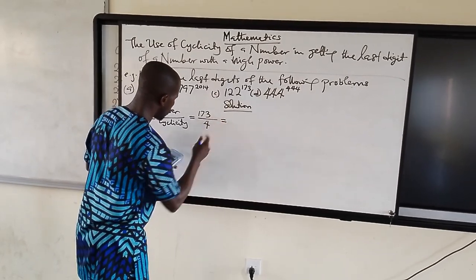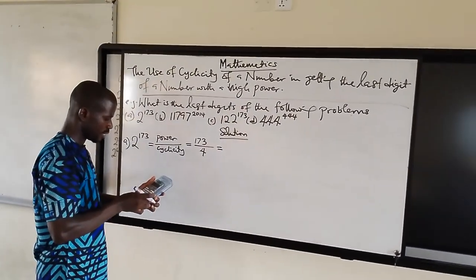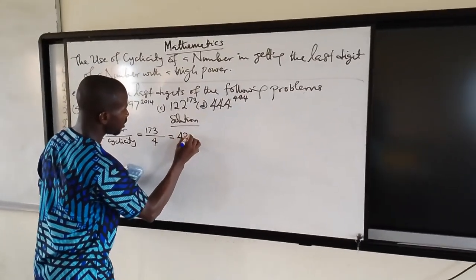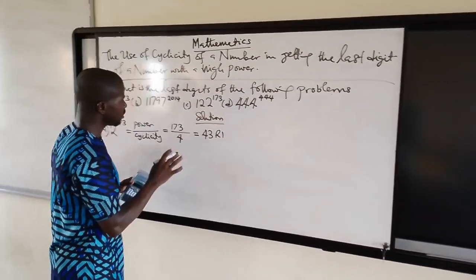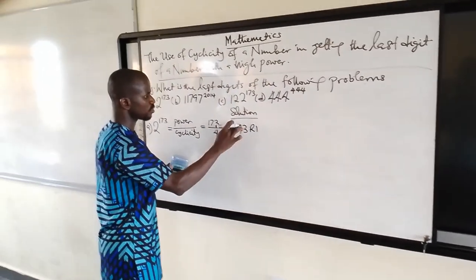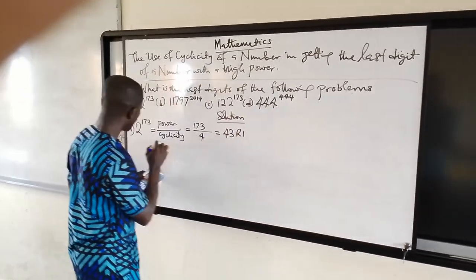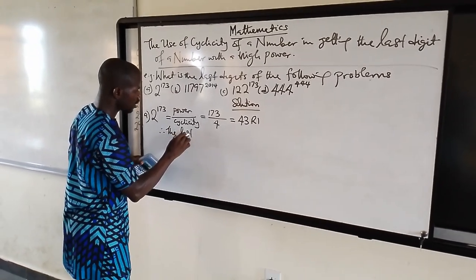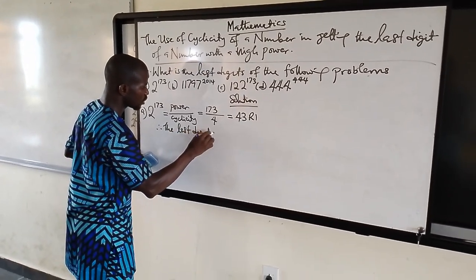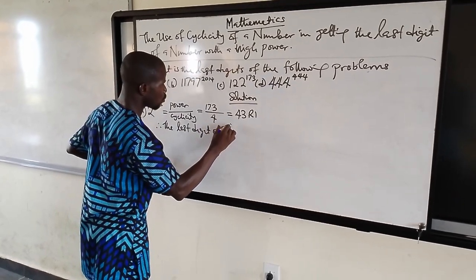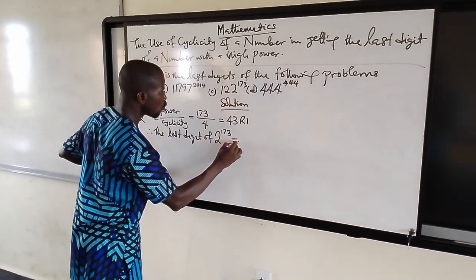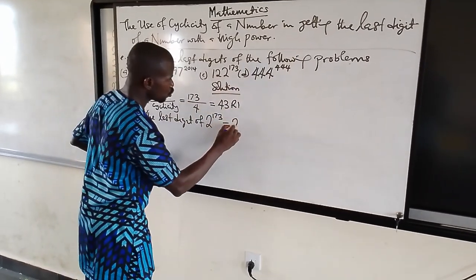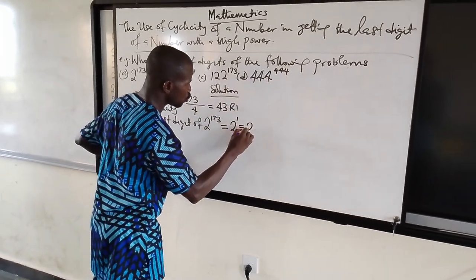Now this becomes equal to 173 divided by 4. When you divide it, you have it as 43, remainder 1. So please, don't be bothered about this 43. Therefore, the last digit of 2 raised to the power of 173 will be equal to 2 raised to the power of the remainder, which is 2 raised to the power of 1. This gives you 2.